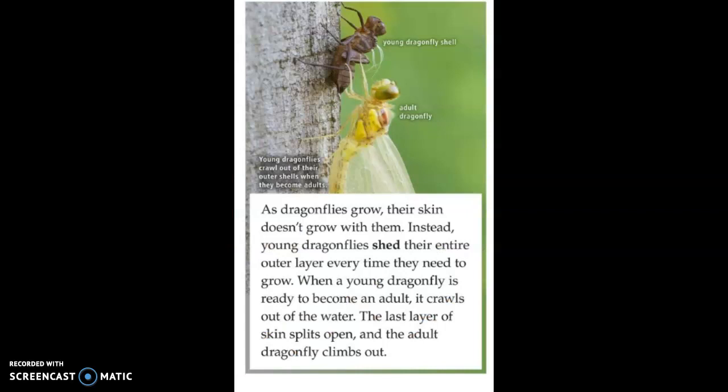As dragonflies grow, their skin doesn't grow with them. Instead, young dragonflies shed, which means to take off, their entire outer layer every time they need to grow. When a young dragonfly is ready to become an adult, it crawls out of the water, the last layer of skin splits open, and the adult dragonfly climbs out.